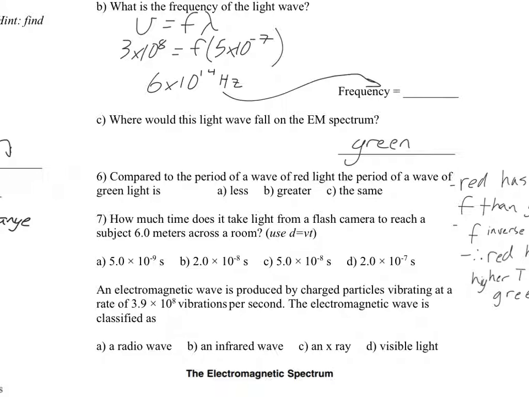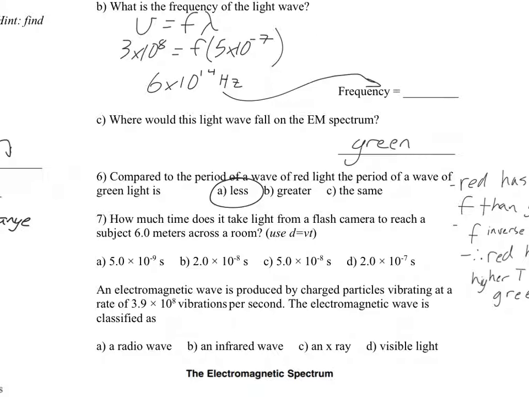So let's read what the question says. Compared to the period of a wave of red light, the period of a wave of green light is lower, because we just said red has a higher period. So that's a tough question, because you have to understand the relationship between frequency and period, and you also have to be able to read the electromagnetic spectrum chart.